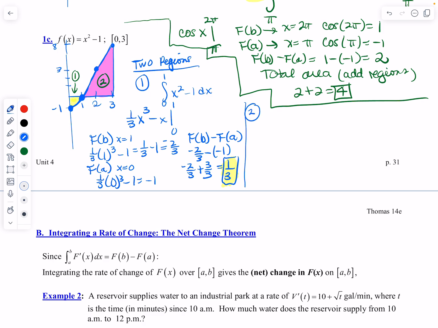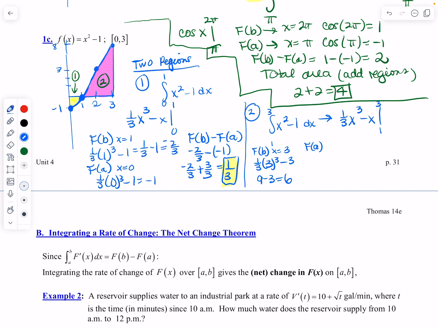Region 2. I'm integrating from 1 to 3, same function, x squared minus 1 dx. When I integrate this, I get 1/3 x cubed minus x, and I'm integrating this from 1 to 3. Okay? So f at b, x equals 3. So I get 1/3 times 3 cubed minus 3. Okay? So 3 cubed is 27. 27 divided by 3 is 9. And 9 minus 3 gives me 6.